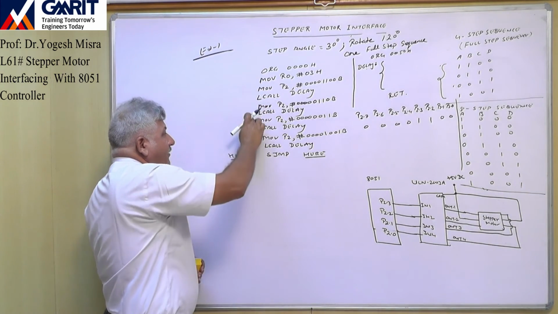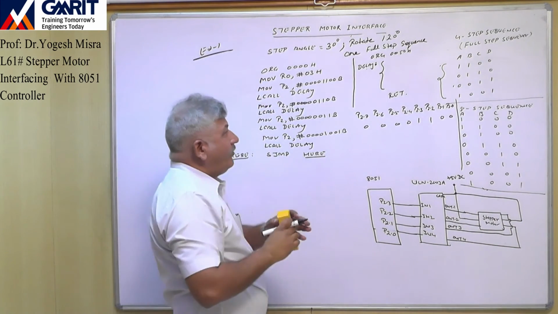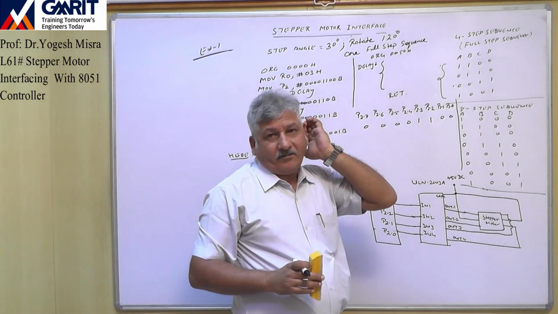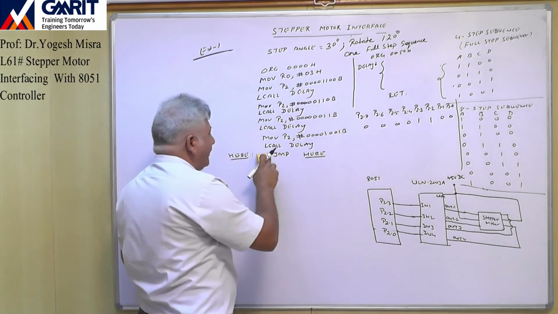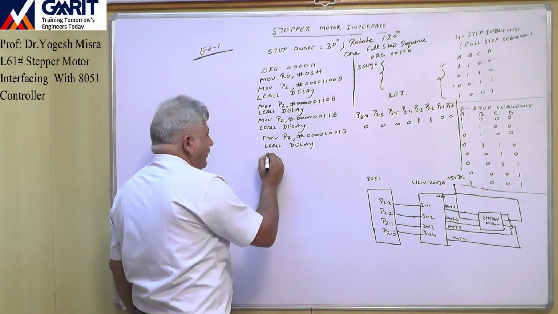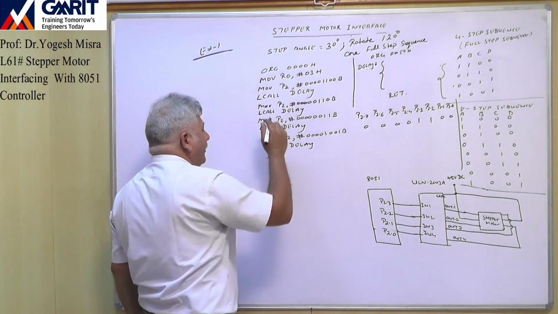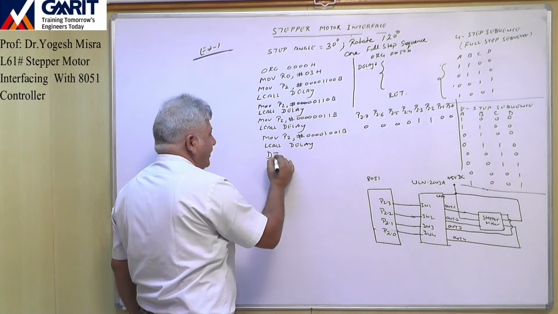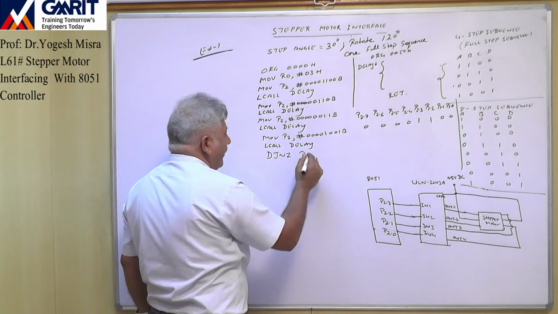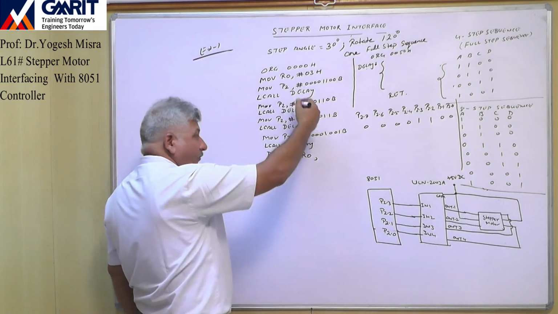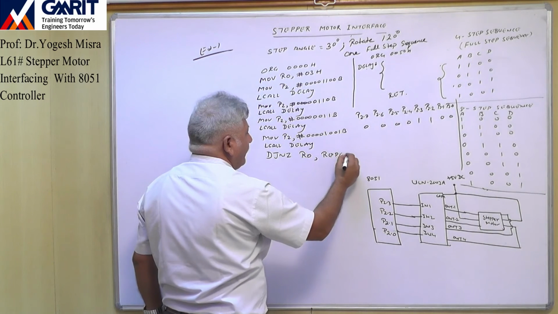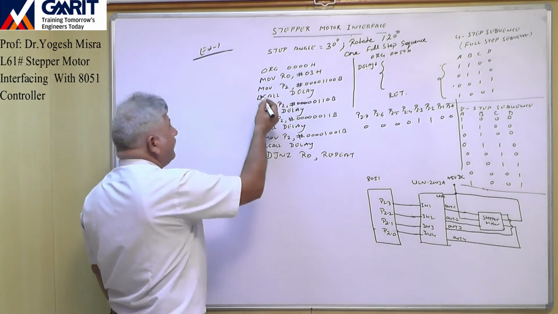So this set of instructions will give one full step sequence, right? After this, before stopping our program, we will reduce the value of R0 by 1 with the instruction DJNZ R0. If R0 is not 0, then repeat the sequence. So the label repeat should come here.